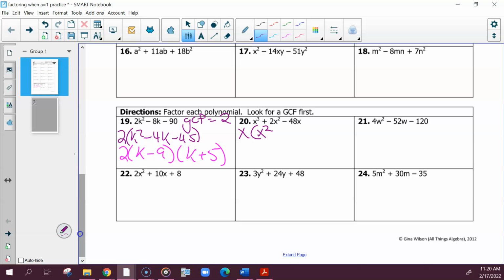And then for the second one, 2x squared divided by x would be what? It would be 2x. And then negative 48x divided by x. Negative 48.